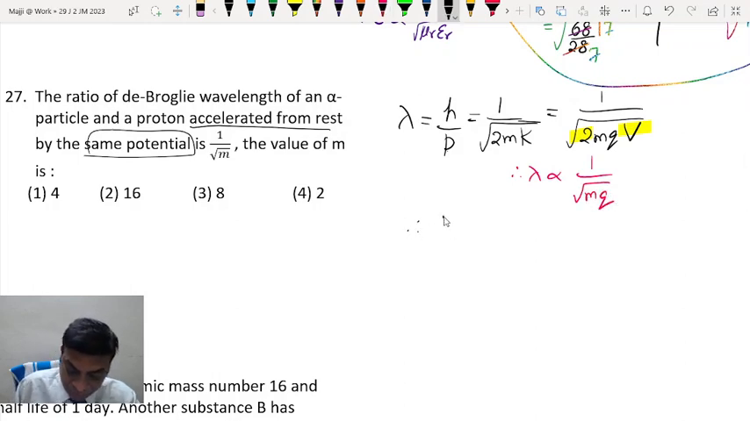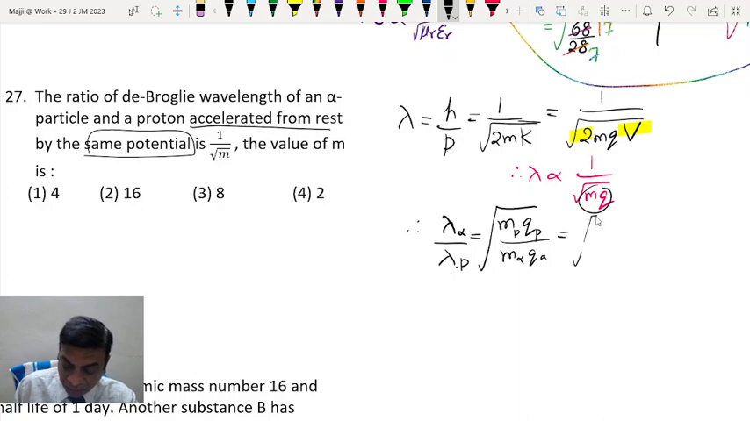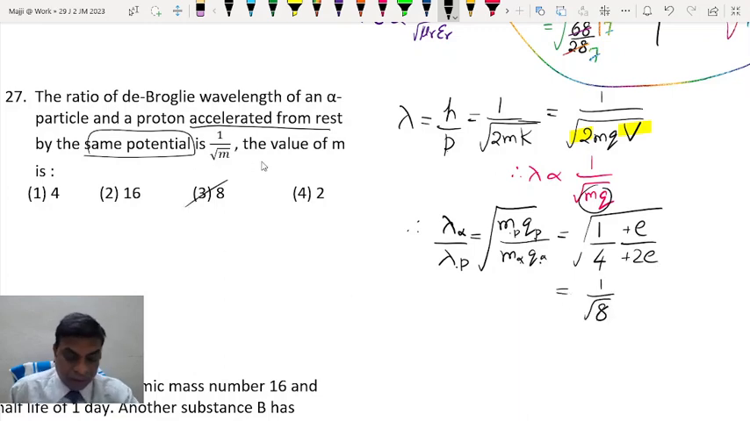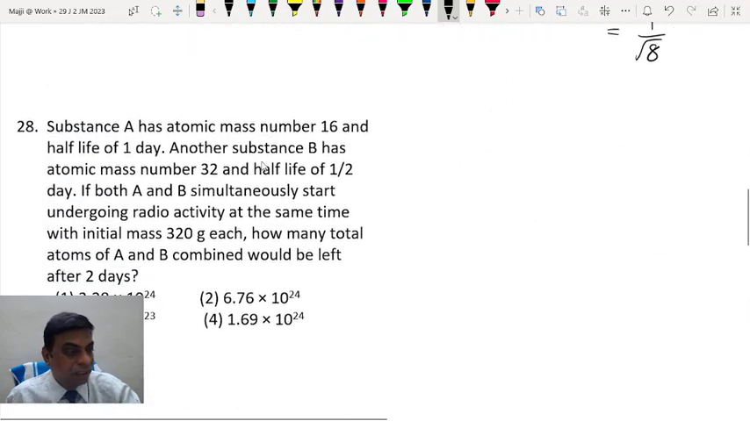That means the ratio of the de Broglie wavelengths for alpha particle to proton will be under root inverse. So m and q for proton will be in the numerator and that for alpha will be in the denominator. Mass of proton is 1 amu, mass of alpha particle is 4 amu. Remember, alpha particle is a helium nucleus and proton is just a hydrogen nucleus. Charge on a proton is plus e, charge on an alpha particle is plus 2e. So we have 1 by root 8. So 8 is the correct answer. Then moving on to the next question.